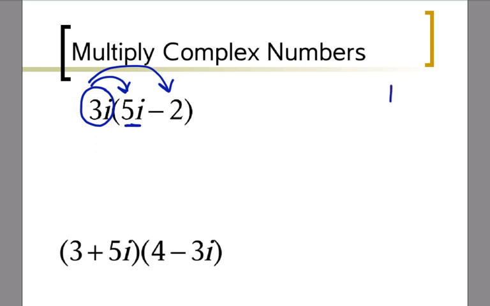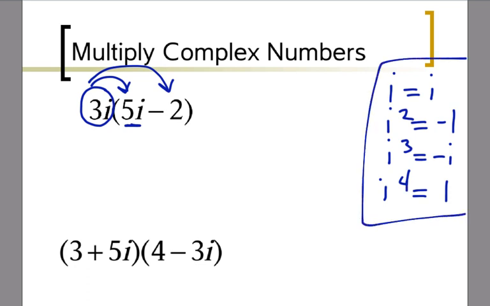So I'll just write them down really quick. i, we just write i, that's square root of negative 1. i squared is negative 1. i to the third is negative i, and i to the fourth is 1. Okay, so we'll just hold that off to the side.